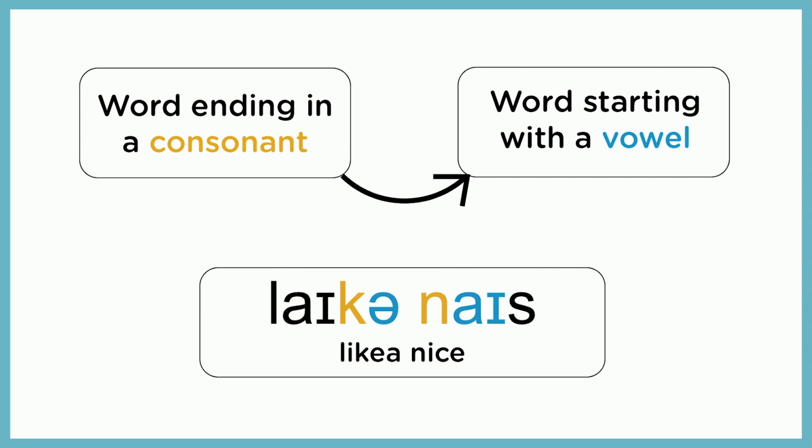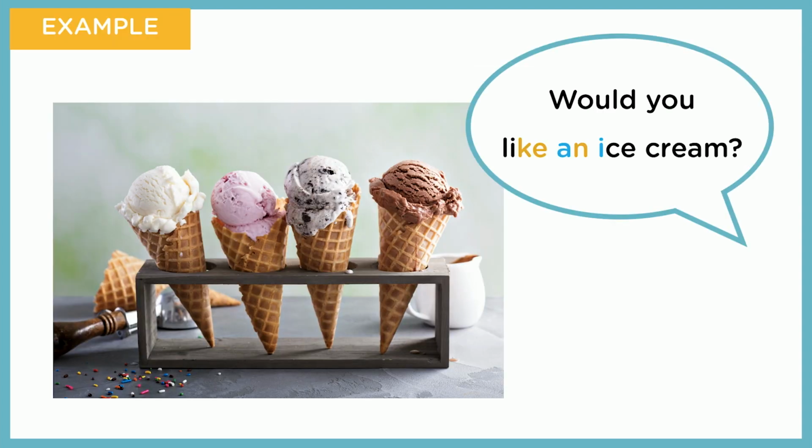Like a nice. Like an ice? Like an ice. What's like an ice? Well, it'll help more if we put it in a question. Would you like an ice cream? Okay, so let me get this right. We're not saying, would you like an ice cream? Because that would sound like a robot. It does sound like a robot when you separate all the words out.